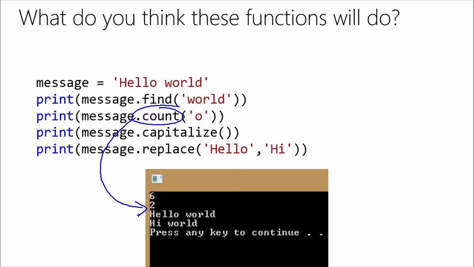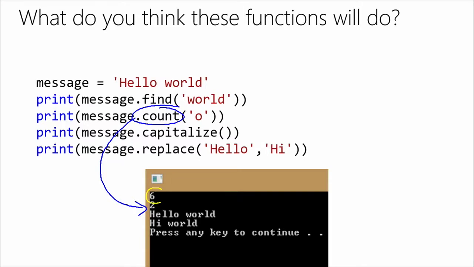Okay. Now, the one that's maybe a little bit different than what you would expect is find. Now, find, of course, is going to find something. But the question then becomes, what's it going to return? How is it going to tell me if it found the word world inside that string? So let's reverse engineer here. Let's take a look at the number that we got. The number that we got was 6.